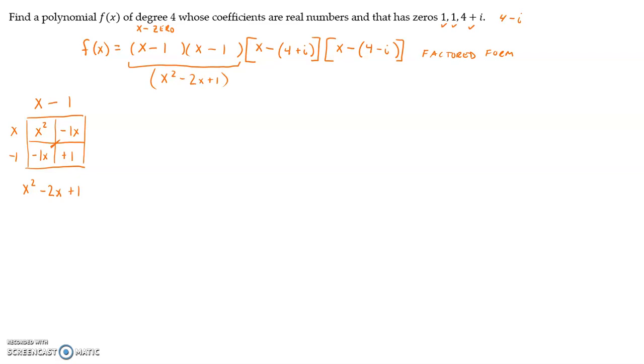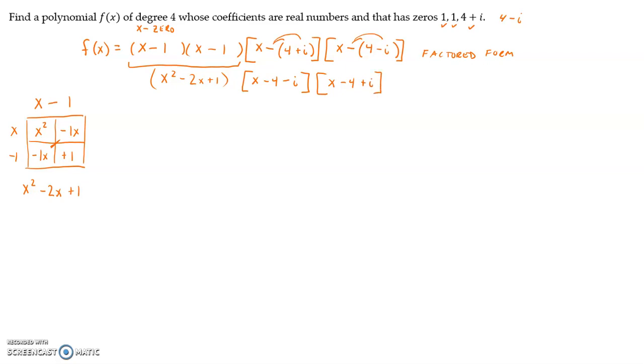And now I'm going to go ahead and work with my factors that have the complex zeros in them. Now notice when I did this, I put these inside a set of parentheses here. I'm going to have to distribute this negative sign through each of these sets of parentheses first. So let's go ahead and do that. That's going to give us x minus 4 minus i for this first set, and then we'll have x minus 4 plus i for my second set.